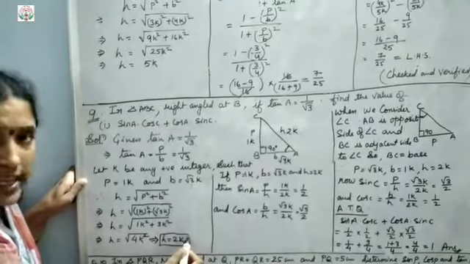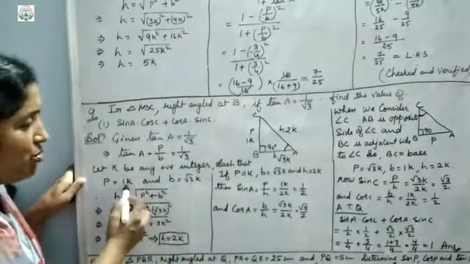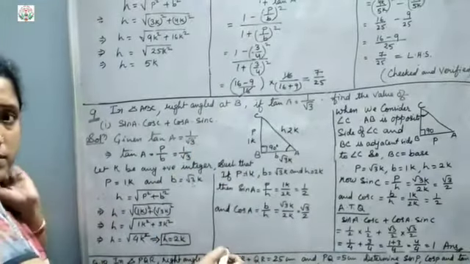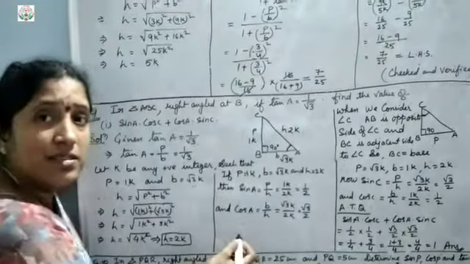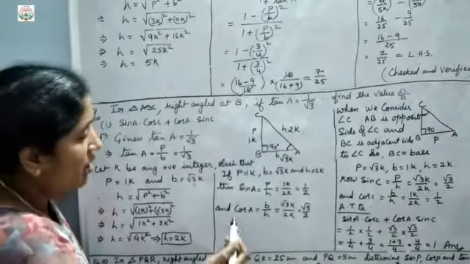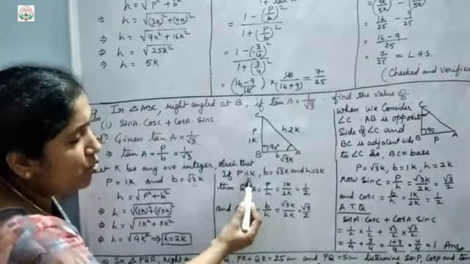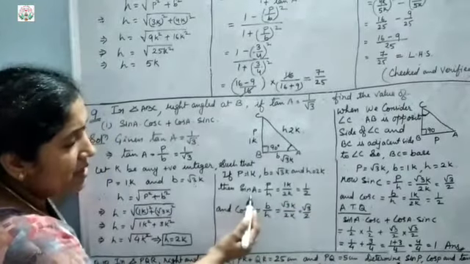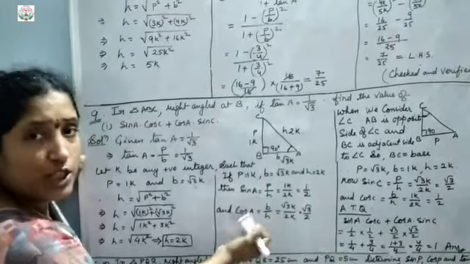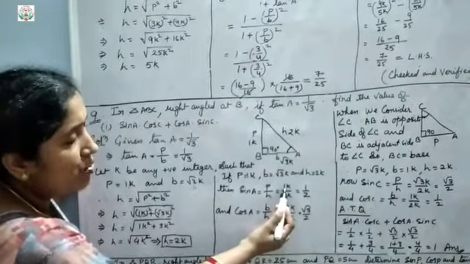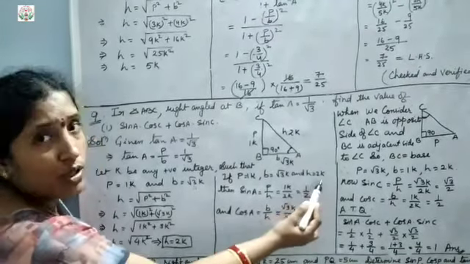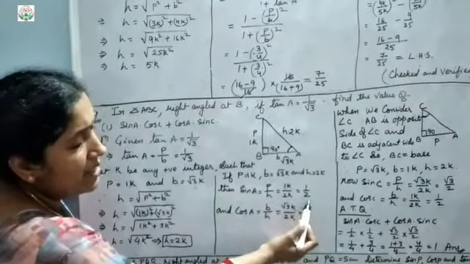Once you have the H value, P value and B value, can we find all the quantities related to that? That is the trigonometric ratios. Now, if P equals 1K, B equals root 3 K and H equals 2K, then sin A equals what? P by H, we know. So that is 1K upon 2K. K gets cancelled and that is 1 upon 2.